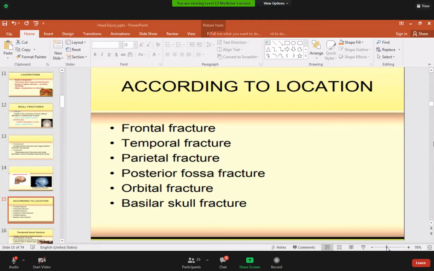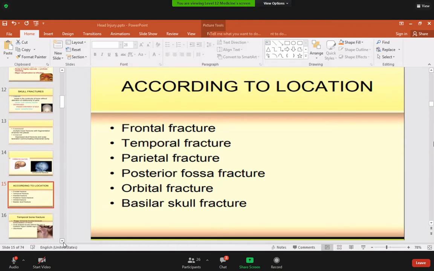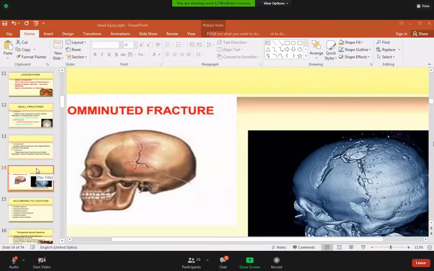So by identifying what area is damaged, you can identify what could be the neurological deficit in this patient. While examining, you have to be aware that these things can happen to the patient, and you specifically look for those neurological deficits. Now, one by one, we'll see them.